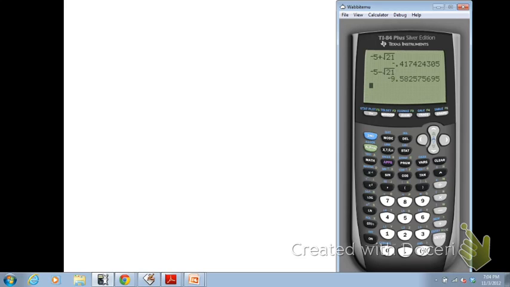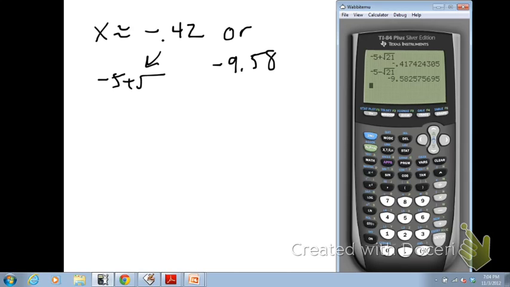So if I had to write another possible solution here, I can also say x is approximately negative 0.42 or negative 9.58. Now remember, this was really negative 5 plus the radical 21, and this guy is negative 5 minus radical 21. Alright, just so you know how to do that. Let's do an application of taking square roots to solve a problem next.